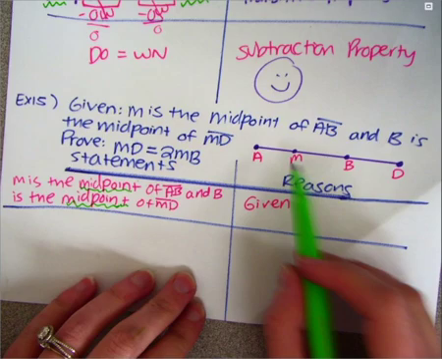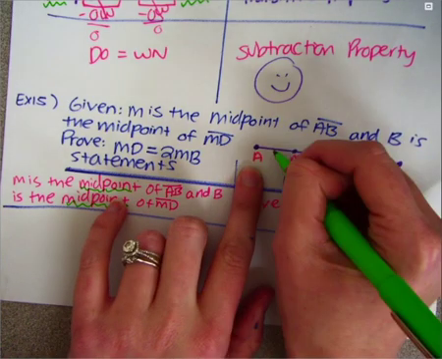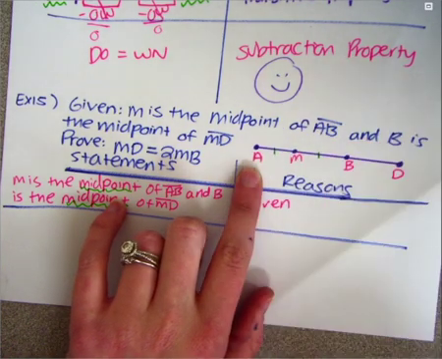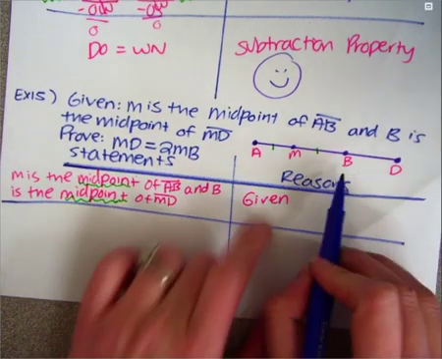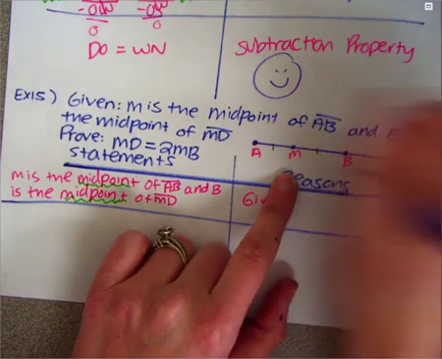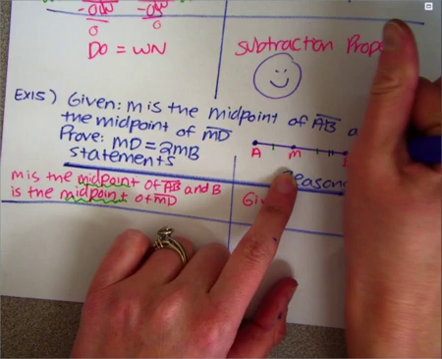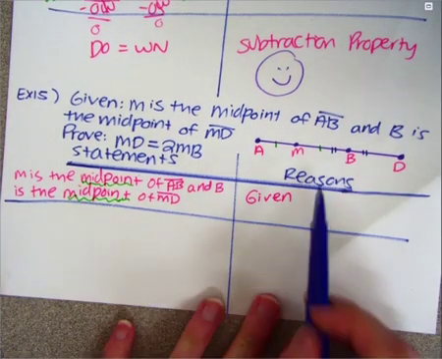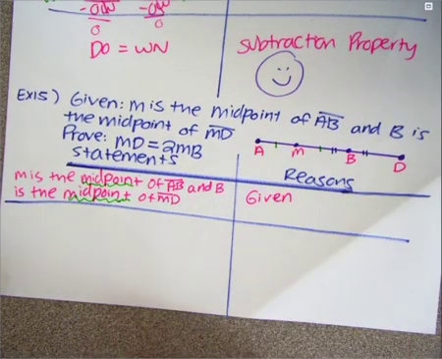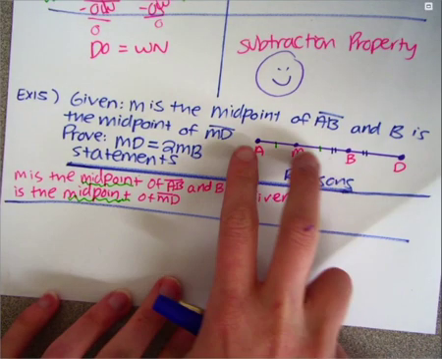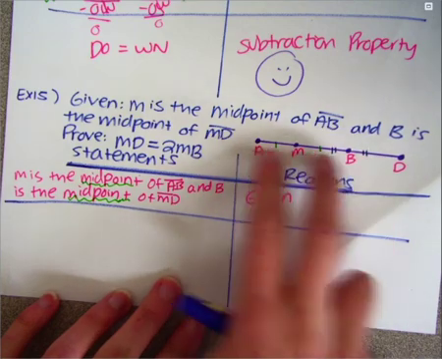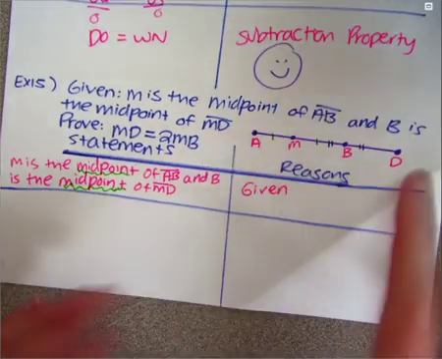If M is the midpoint of AB, that means these 2 segments are congruent. And if B is the midpoint of MD, that means these 2 segments are congruent. We kind of have an overlapping segment right here, but it's going to be okay. So I have just explained what the word midpoint means. By my definition of a midpoint, I can say that these 2 segments are congruent as well as these 2. That's going to be my next line.